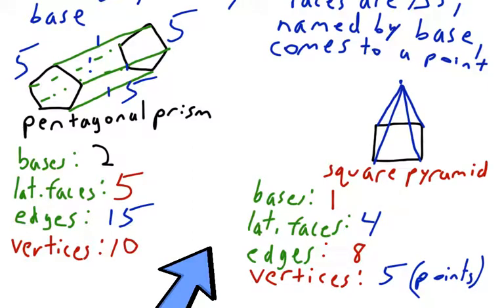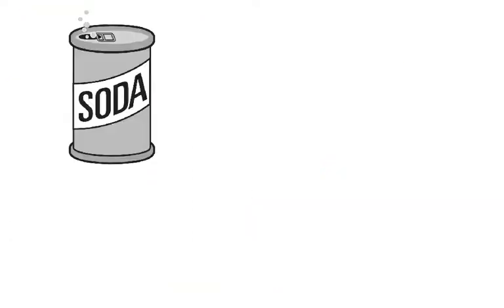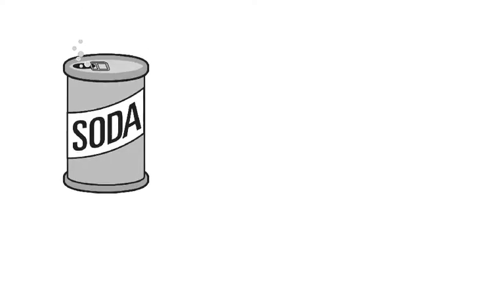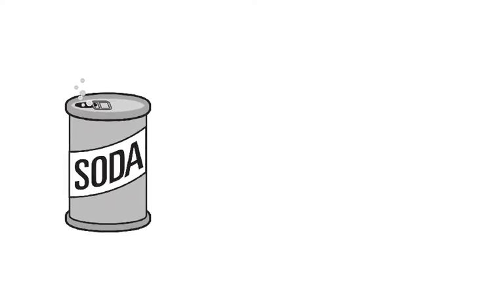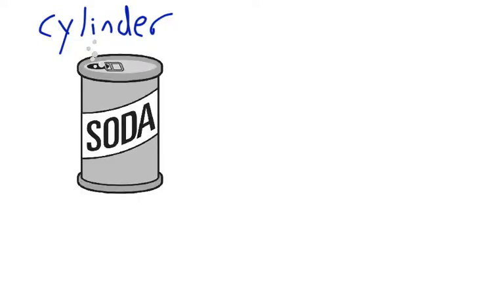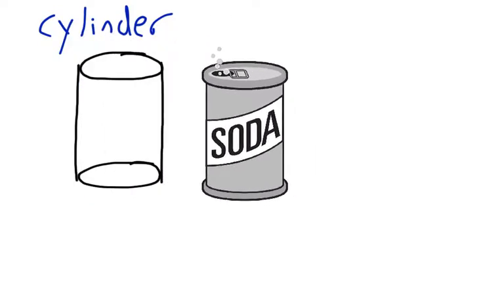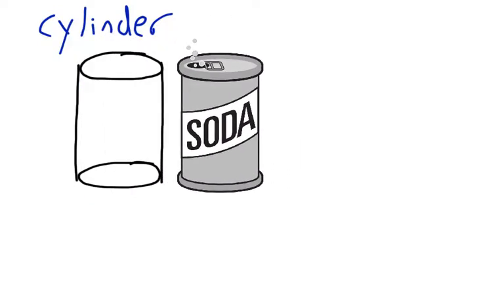Alright, let's just talk about a couple more shapes. Think about a typical soda can. It's going to be in the shape of a cylinder. So a cylinder is just going to be 2 circles that are connected. So just draw that picture of a cylinder: a circle, circle, and then just connect the edge of your circles. And you have a cylinder. Notice your circles are going to be congruent.